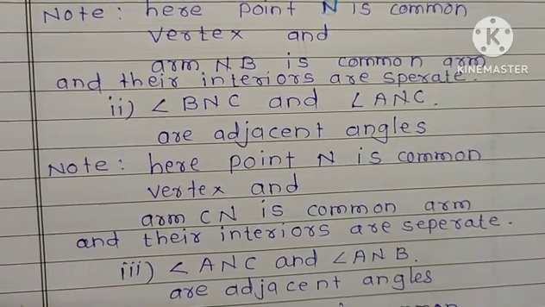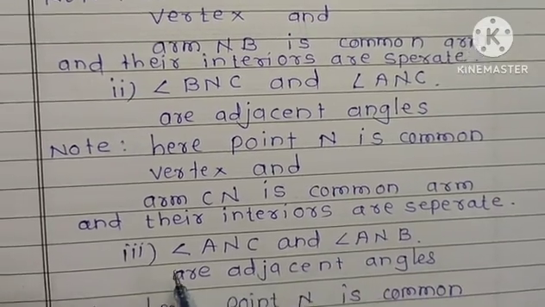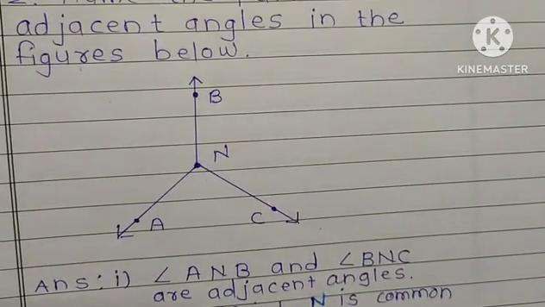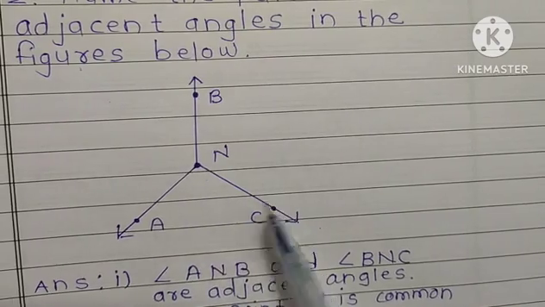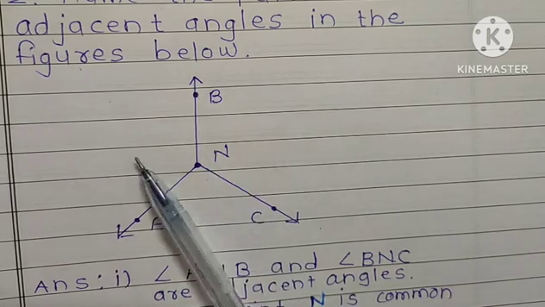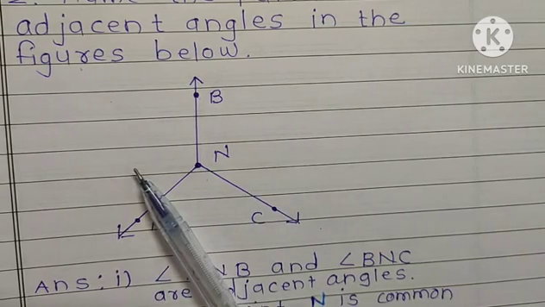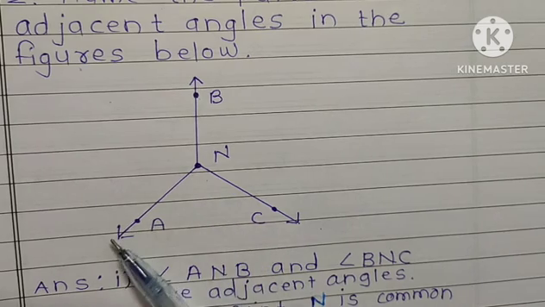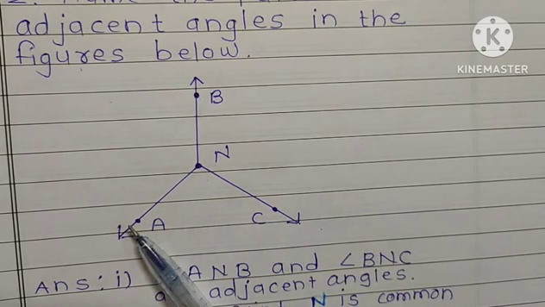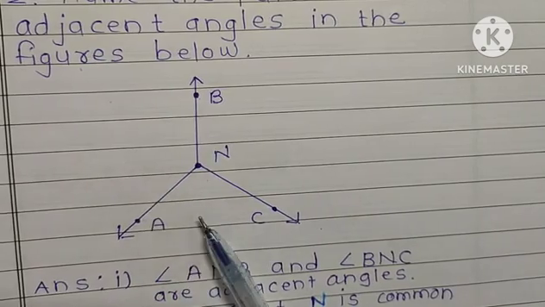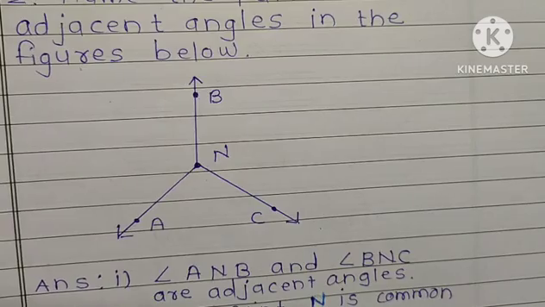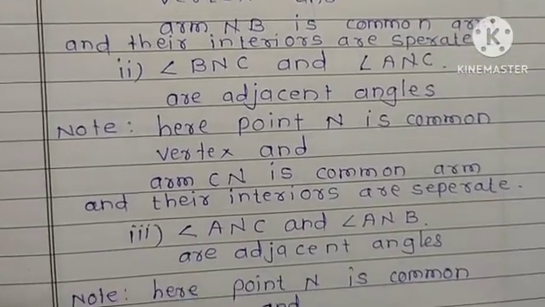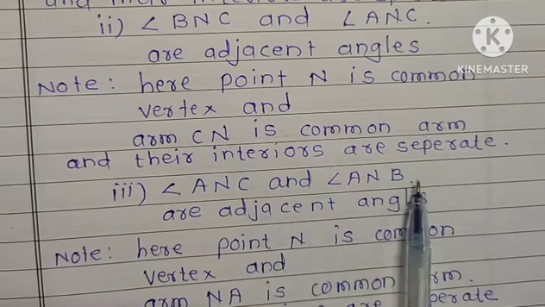Now third pair, we find angle A and C and angle A and B. Angle A and C and angle A and B, these two. Again you write: point N is common vertex, arm AN is common arm and their interiors are separate. That's why these two angles are adjacent angles and you write here.